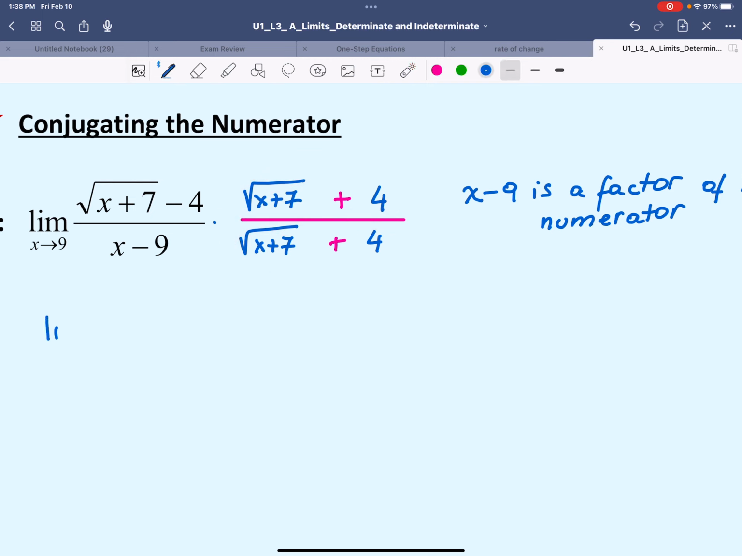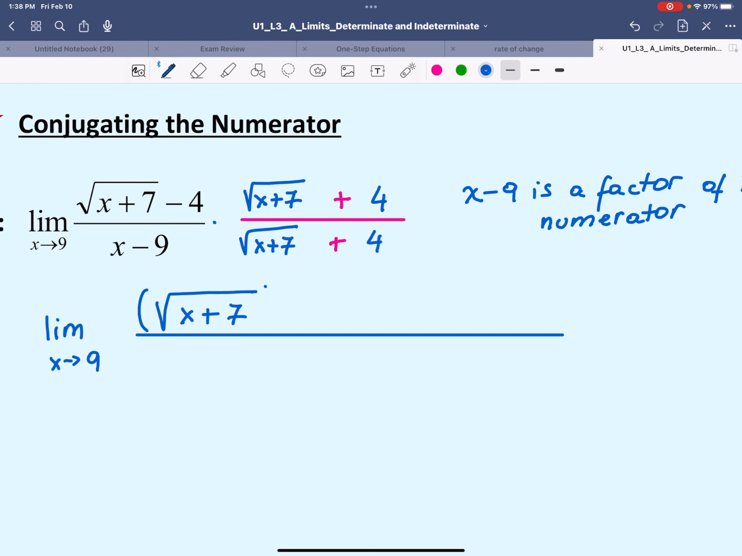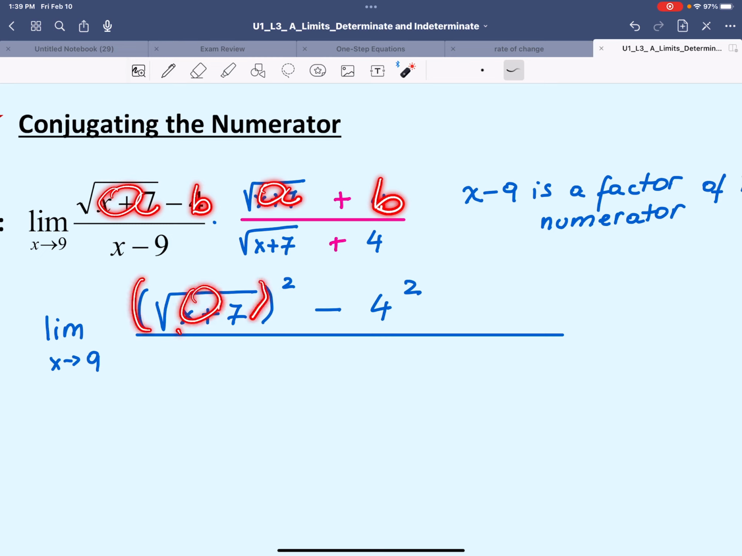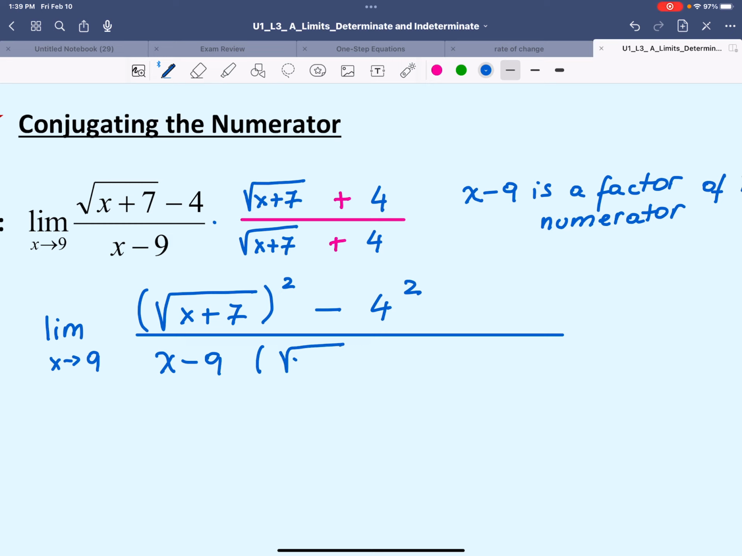Next we will simplify. So we have x approaching 9. I'm going to draw a long line. I'm going to show the steps here, but obviously with practice you will learn which steps are more common sense and can be done faster. Based on the difference of squares, we have created the formula a squared minus b squared. And in the denominator, we'll have x minus 9 multiplying the root of x plus 7 plus 4, which has to stay inside brackets because it's in binomial form.